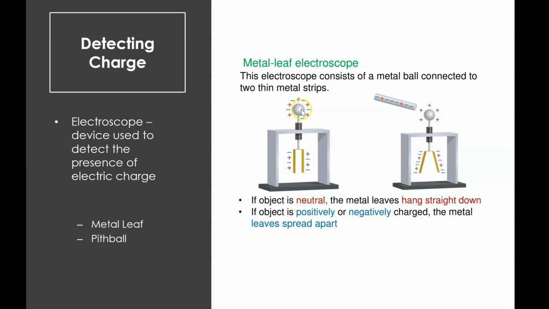You have a metal ball at the top, and then it is basically connected. This is also metal, different types of metal, but connected to two very thin metal strips. And these metal strips are enclosed within, you can't see it in this diagram, but basically they're glass on the outside. So you can see through this electroscope. And basically what we want to see is how these metal strips behave.